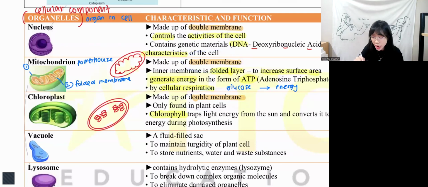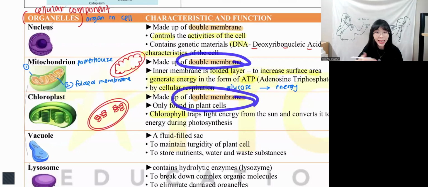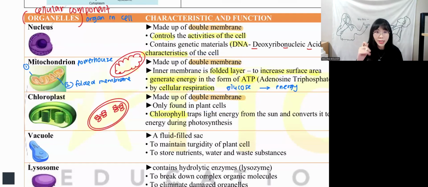You cannot write they form energy. It's different, guys. You have to write double membrane. Double membrane. There's only one answer to this, which is double membrane only. Okay, both have double membrane.